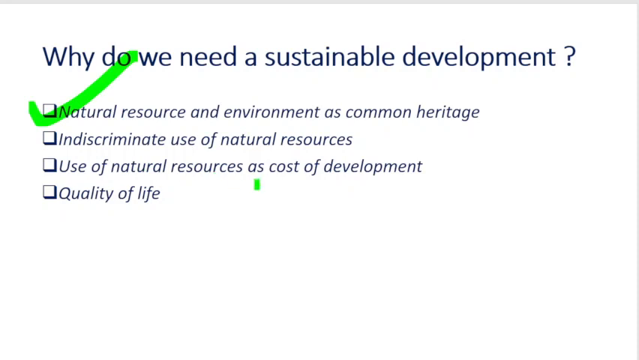Then use of natural resources, the cost of development. We calculate, every economy calculates national income, but we never take the calculation of the cost of development. Here cost of development means, for the development purpose, how much natural resources you have exploited, how much it has caused harm to the environment. This calculation we never take into account, so this must be included. What will happen if you include this calculation? It will give a clear picture whether our national income is actually the national income, or after deducting the cost of development, we'll get what actually amount of national income we are producing.